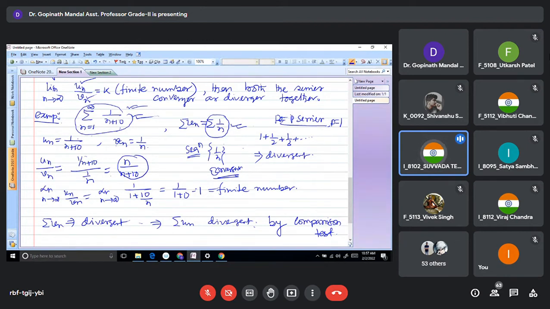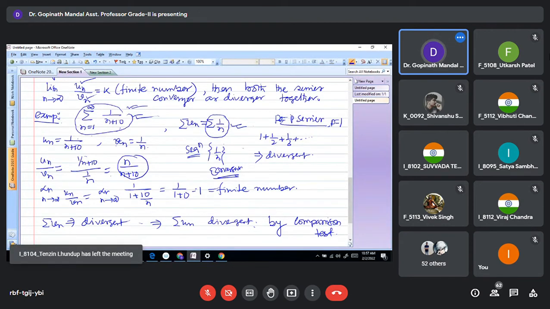We are not comparing the sum, no sir. We are comparing the nth term of the series un and the nth term of the series vn by the ratio test. What is the ratio? un to vn. If the ratio of the nth term of the series un and the nth term of the series vn is equal to a finite number, then we can say that both converge or diverge together. Let's take another example.